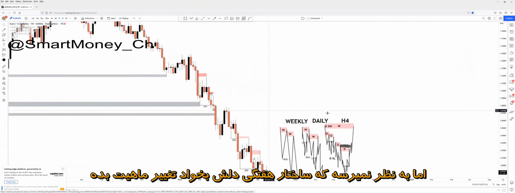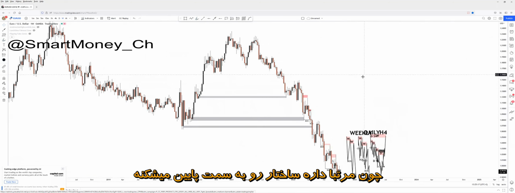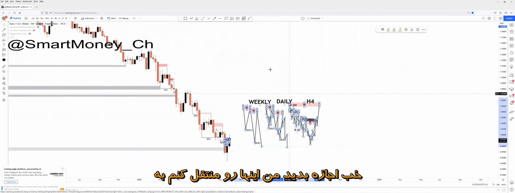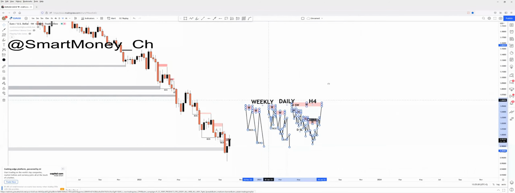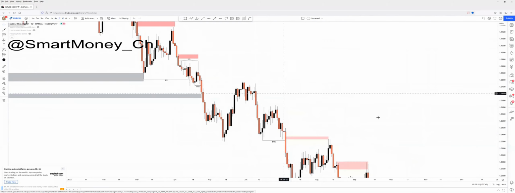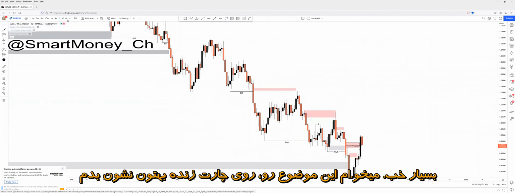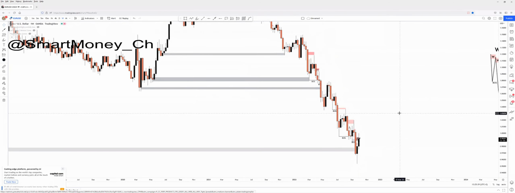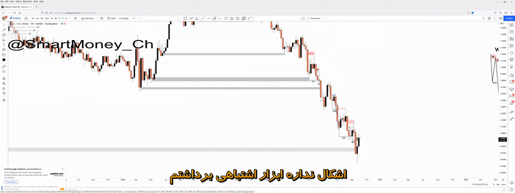But it doesn't seem like the weekly likes to change character. It just keeps breaking structure to the downside over and over again, following the weekly zones over and over again, etc. So let me just move these here and switch back to the daily chart. So, representing this on the live chart. Let me just mark it. Okay, never mind. Wrong arrow.